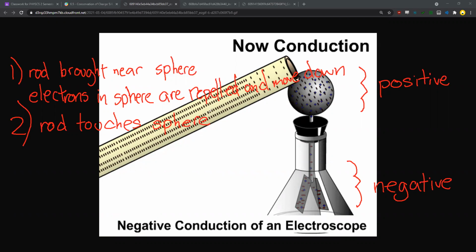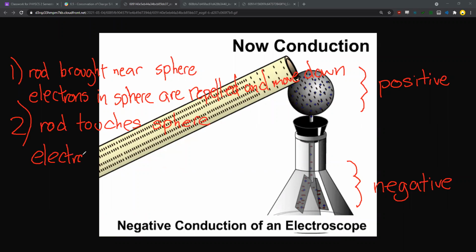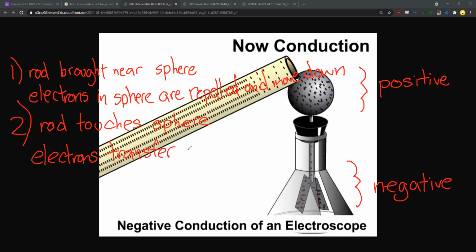The electrons from the rod transfer to the sphere. Yeah, so you see electrons transfer over. Why? Why are electrons transferring over? Someone other than Jonathan. Tell me why these electrons are transferring over. Something must be causing them to.